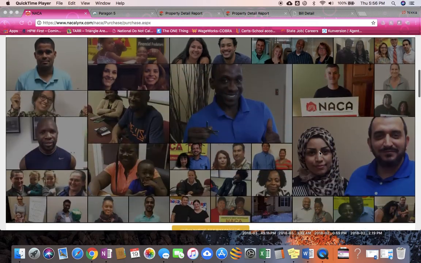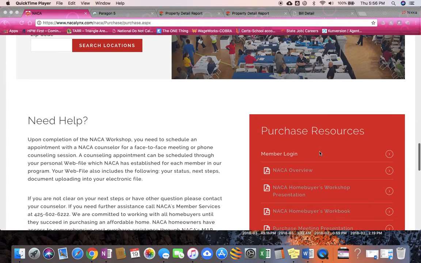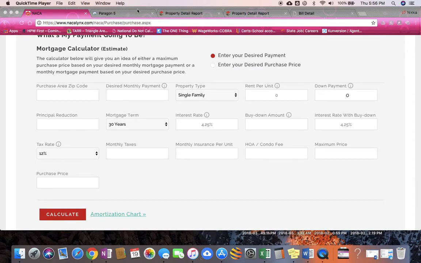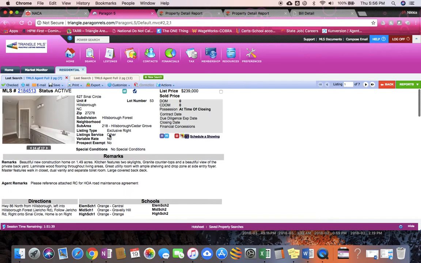We're going to look at an example that is out of Hillsborough, North Carolina. This is actually a new construction home here in Hillsborough, North Carolina. Very beautiful home. It's in the Hillsborough Forest subdivision. The list price is $239 even. I believe this was just posted today because it has 0 days on market.